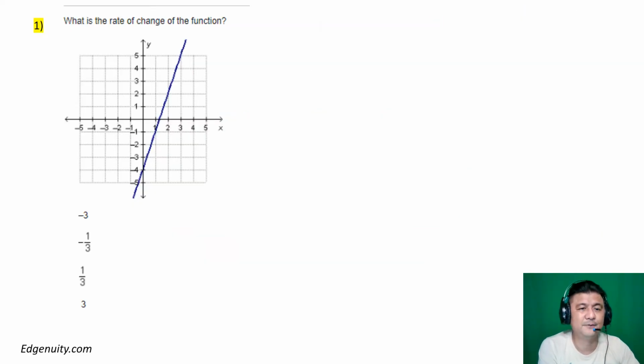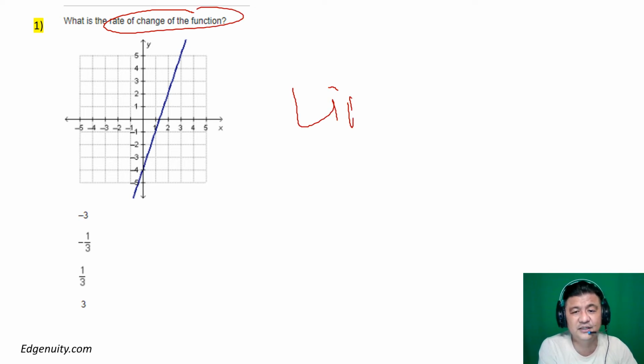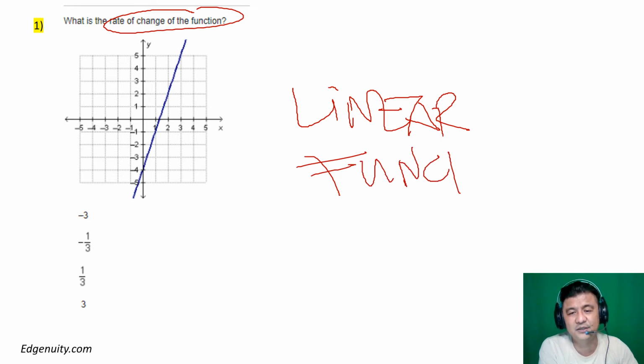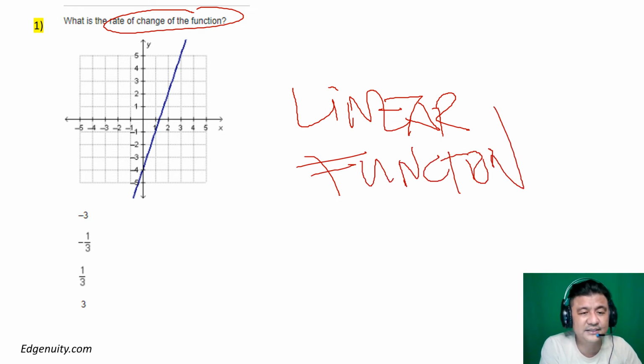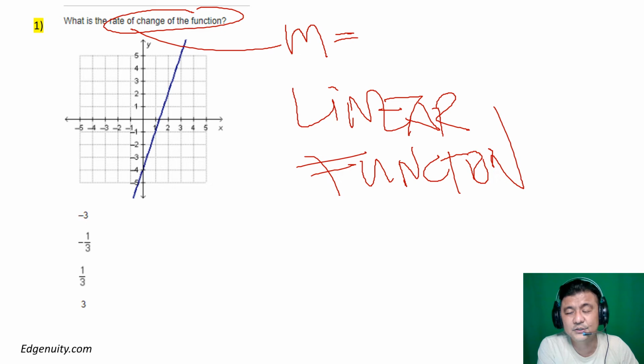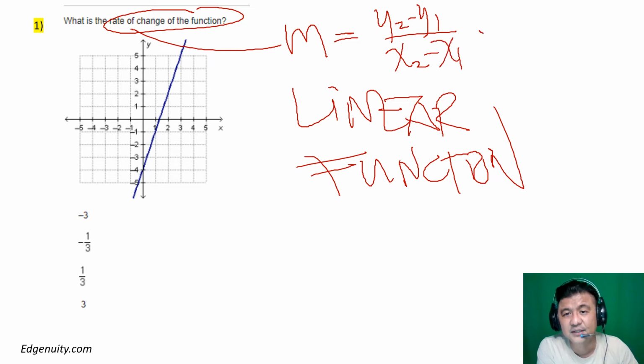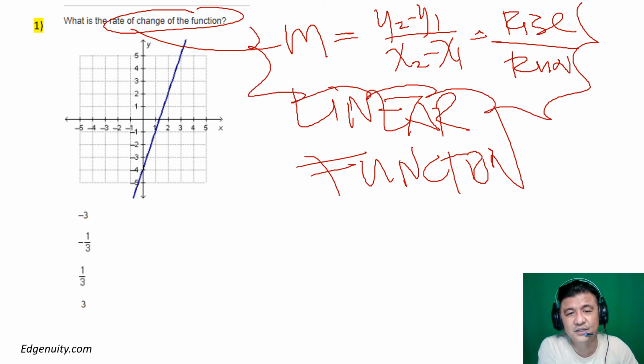Let's practice now. What is the rate of change of the function? Of course, it's a straight line, so it is a linear function. No doubt, just by looking at it. But the problem is, what is the rate of change? Remember, when you see the rate of change, that means slope. Remember, you learned before, slope is y2 minus y1 over x2 minus x1. It is also the rise over the run. This is an old lesson that we learned in the past.